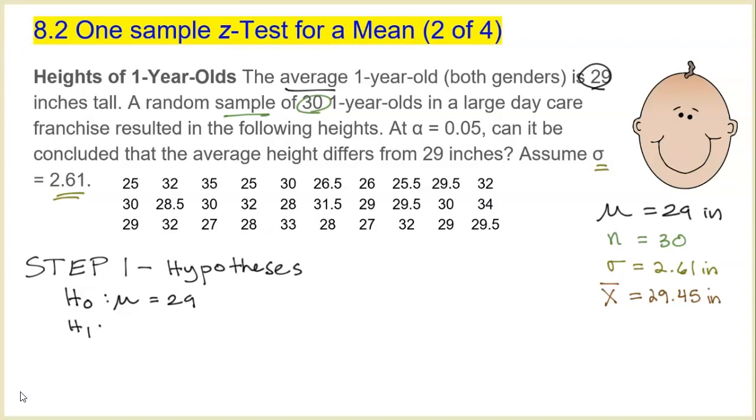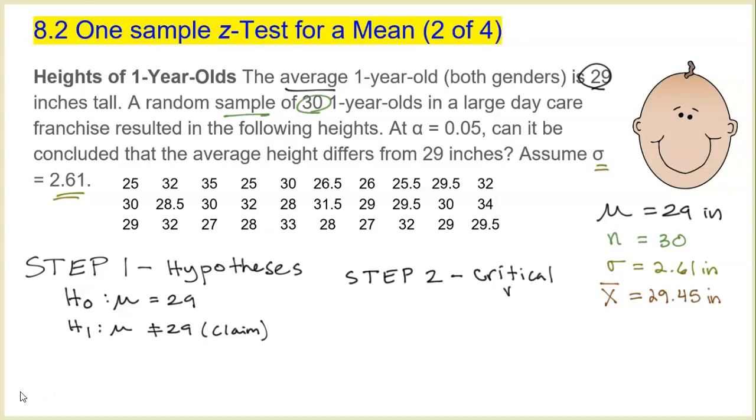Versus the alternative hypothesis, we have the average is not equal to 29, and we know it's not equal because of the word differs. Differs could mean that, in this particular sample, the average was a little higher than 29. If they took another sample of 1-year-olds, it could be less than 29. So they're really not quite sure if the true average is more than 29 or if it's less than 29. So we use the word differs in this case.